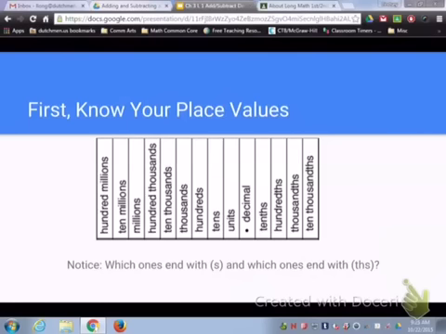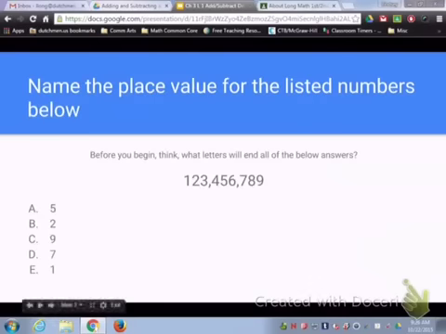If you look from the right of the decimal, those give you your decimal places. So you have tenths, hundredths, thousandths, and 10,000ths. All of these end with TH. So that is what shows you that those are decimals or parts of a number, not whole numbers.